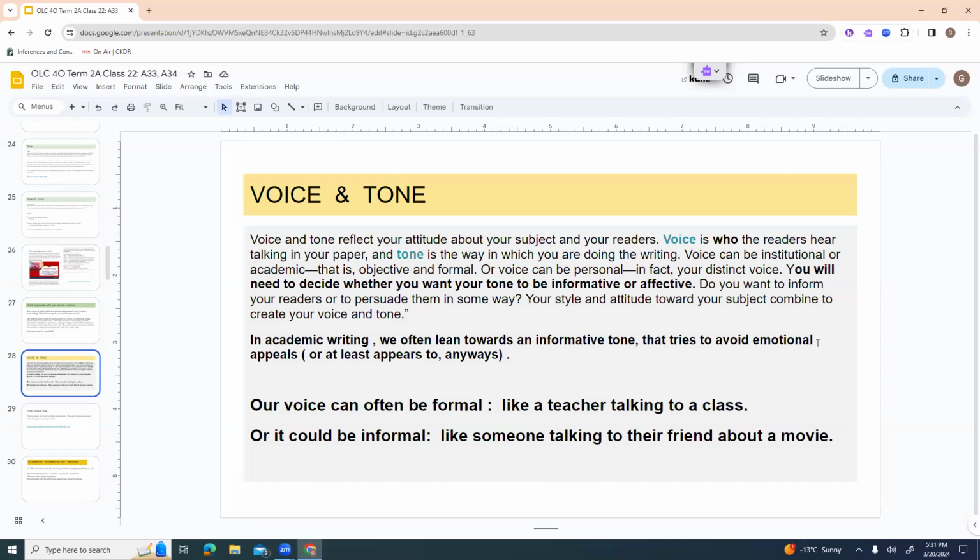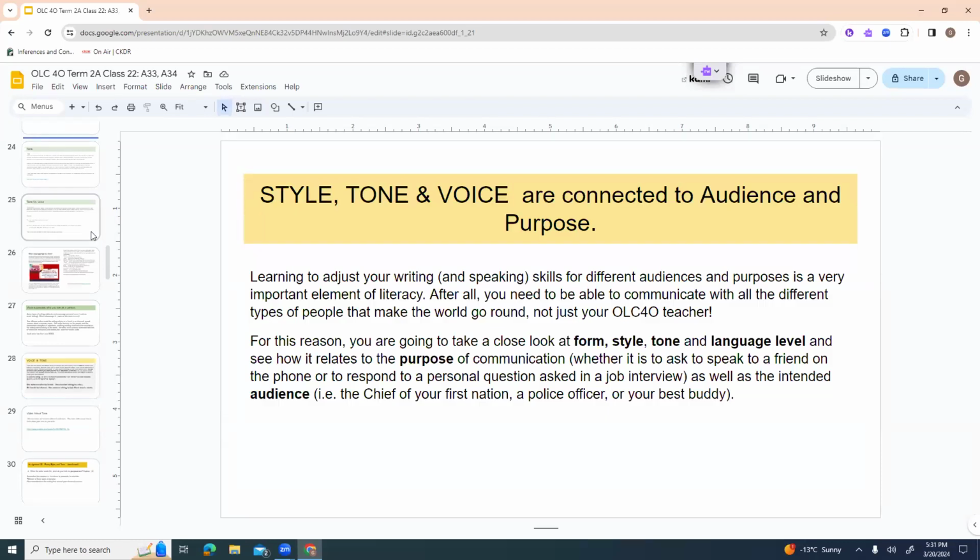It tries to avoid emotional appeals, or at least it appears to. Formal, think of a teacher talking to a class, like a high school teacher, not a younger teacher. Or it could be informal, like someone talking to their friend about a movie. So all that is a very long-winded way of discussing.